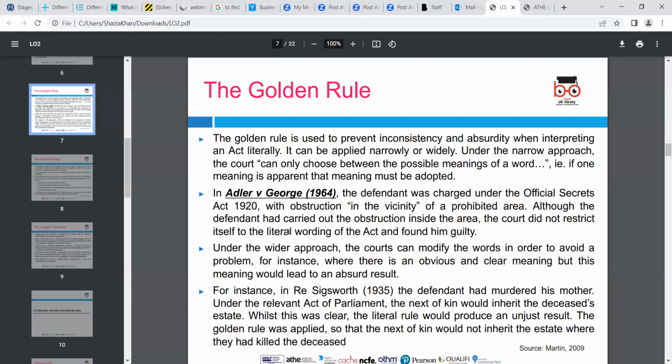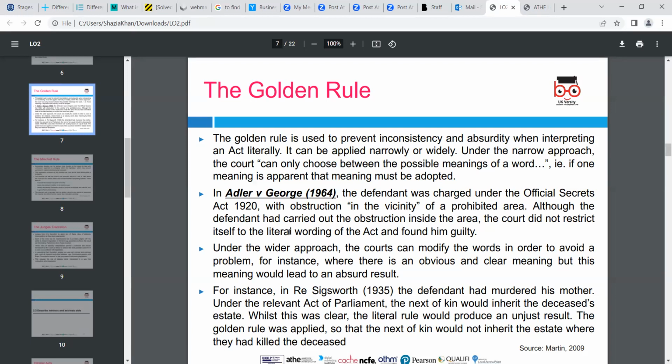In the case of Alder and George, 1964, the defendant was charged under the Official Secrets Act 1920 with obstruction in the vicinity of a prohibited area. Although the defendant had carried out the obstruction inside the area, the court did not restrict itself to the literal wording of the act and found him guilty.